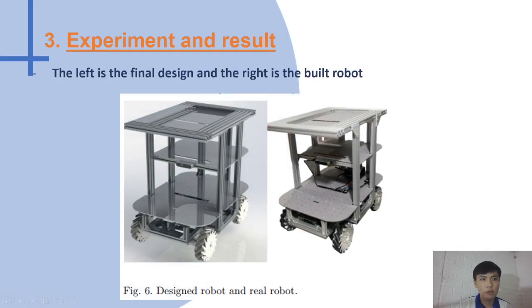Now we go to the experiments and results. The robot is built according to the robot design. The structure of the robot allows easy addition of actuators, sensors, and other necessary elements. Figure 6 shows the final design on the left, and the built robot on the right.